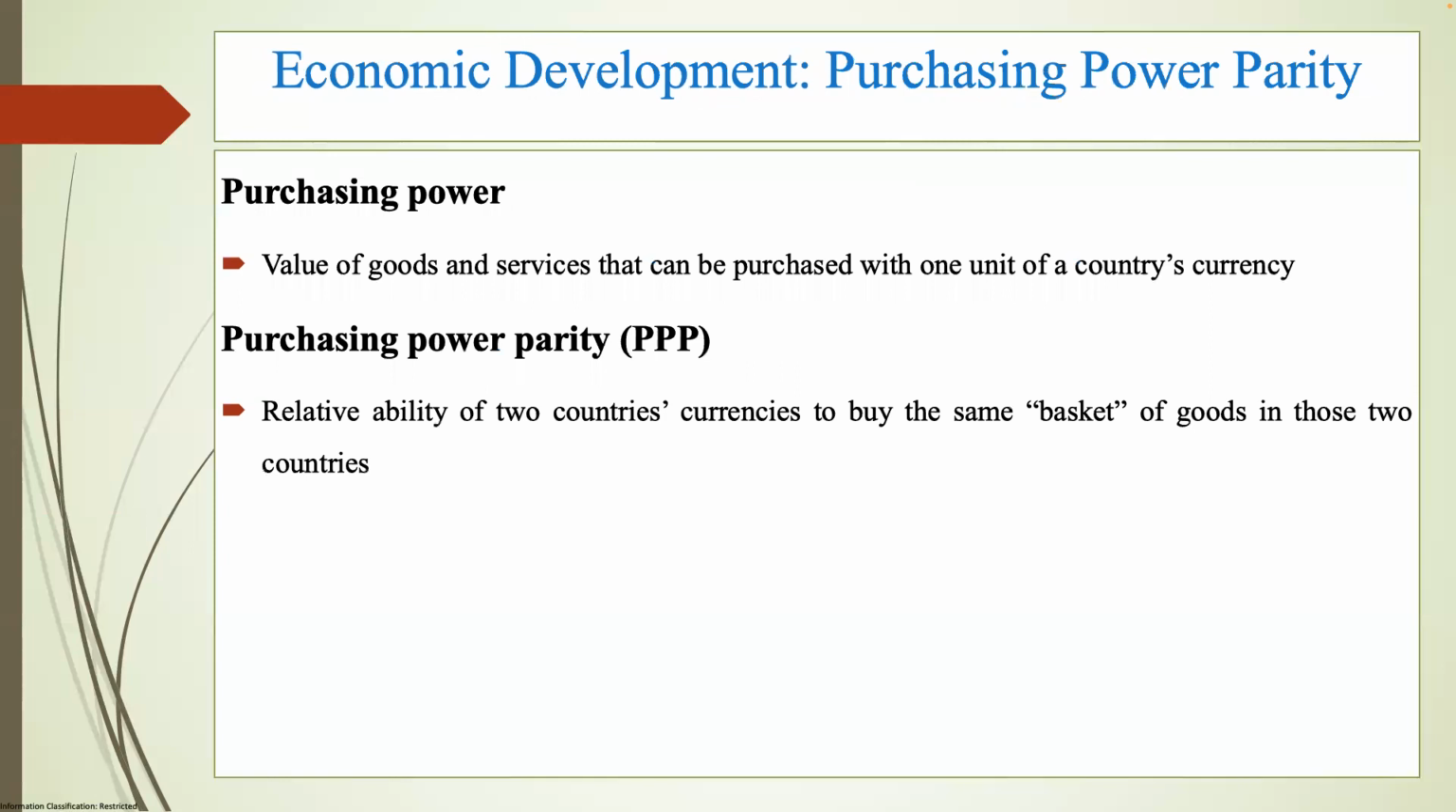Let's see what happens when we compare GDP per capita of Mexico to that of the United States. Mexico's GDP per capita equals $9,849 in US dollars at the current exchange rate, and that of the United States equals $65,134.